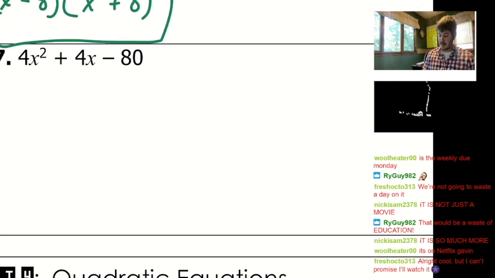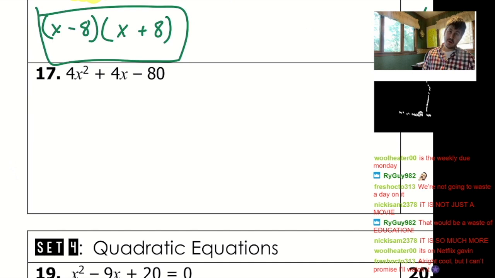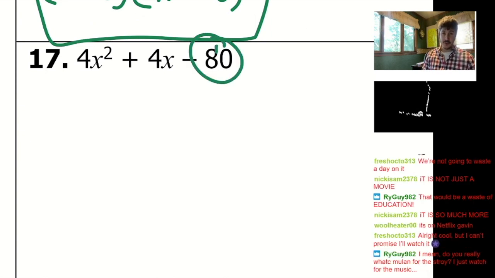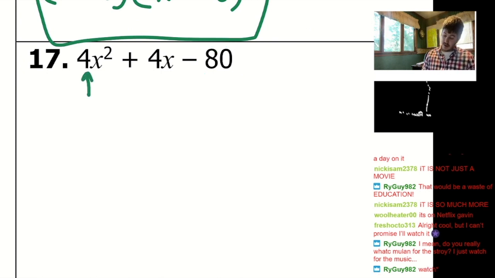Number 17. Now this is where we need to be mindful of the a term. There's an a term, so we need to keep in mind that we cannot factor in a traditional sense. You can't do two numbers that are going to multiply into the 80, add into the 4, when that a term is not a 1. So first and foremost, if you ever see an a term in front of the x, see if you can factor it out or get rid of it in some way.